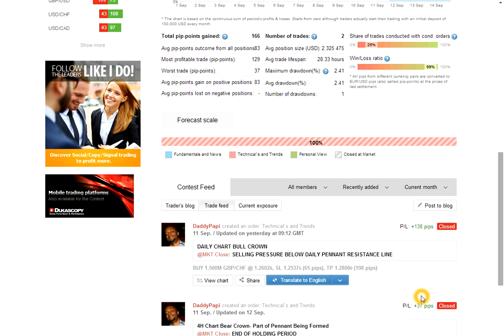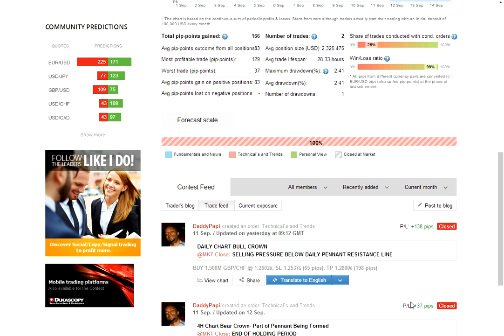And as you can see here, this is exactly what I did in the trading competition, capturing a small but aggressive trading gain of 37 pips as part of this bear crown bearish movement on the 4-hour chart. Here you can see the description of the trade here. 4-hour chart bear crown, part of the pennant formation being formed.